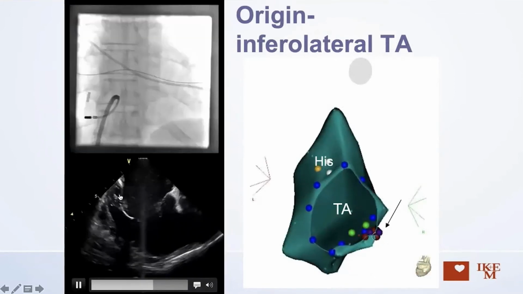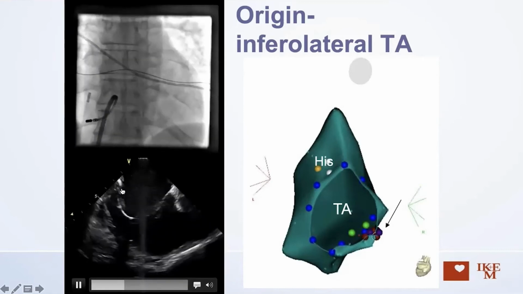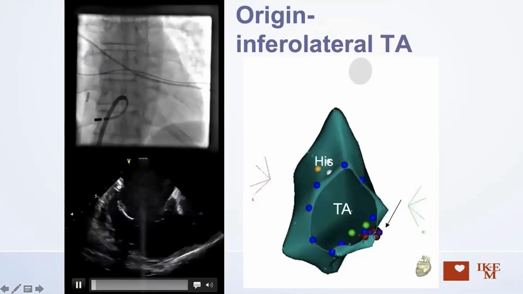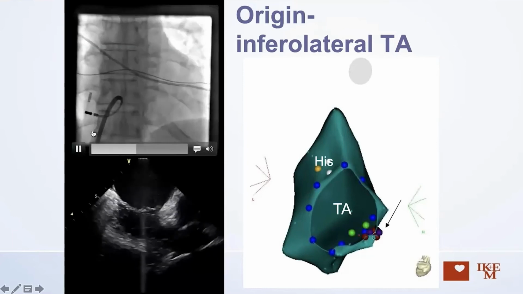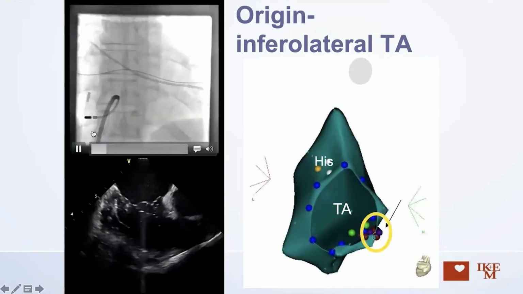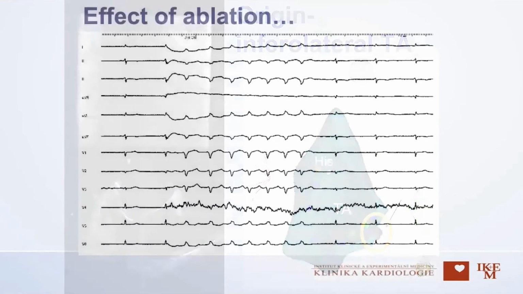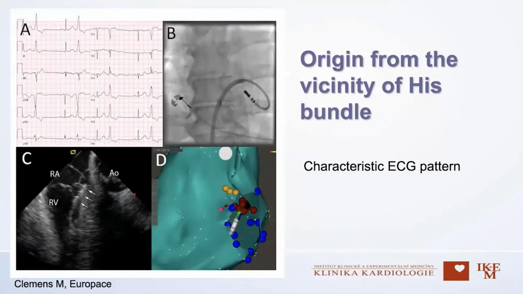You see here on ICE that the catheter is embedded underneath the leaflet of the valve. And you see here the steerable sheath enables you to do this mapping very nicely, and there is the effect of ablation.